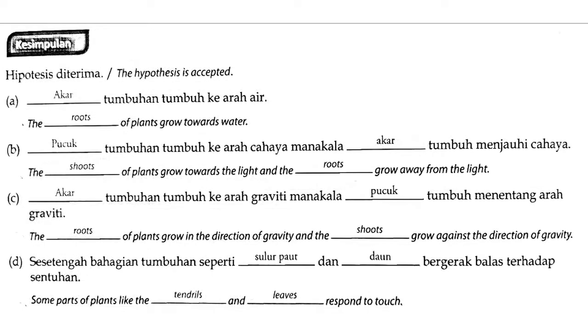Conclusion. The hypothesis is accepted. A. The roots of plants grow towards water. B. The shoots of plants grow towards the light and the roots grow away from the light. C. The roots of plants grow in the direction of gravity and the shoots grow against the direction of gravity. D. Some parts of plants like the tendrils and leaves respond to touch.